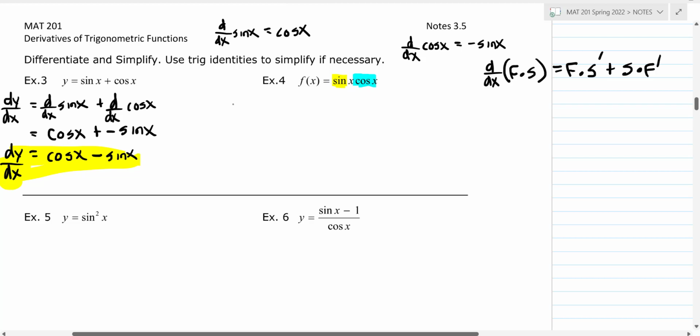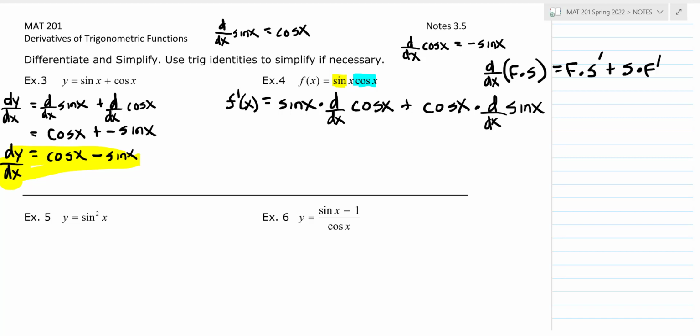Okay, so let's put this in the product rule. I'm going to have f prime of x. And again, what I do is I write down the first, which is sine x. I multiply by the derivative of the second. Then I add to that. I do it backwards. I write down the second, and then I multiply by the derivative of the first. So that is just doing exactly what that product rule taught us. First, derivative of second. Second, derivative of first. So these two derivatives right here, we know. So we can go ahead and do that now.